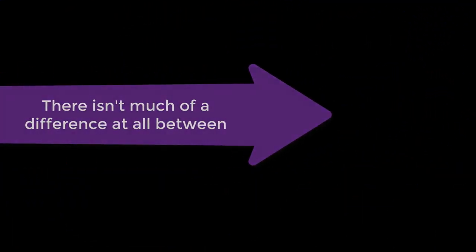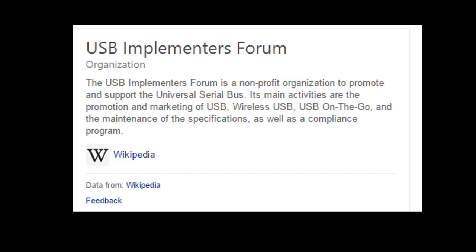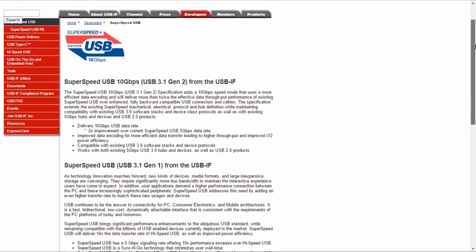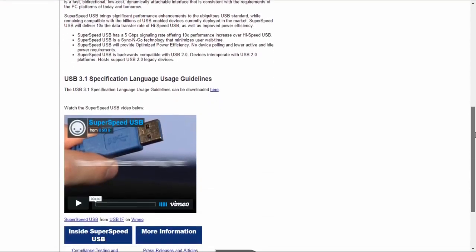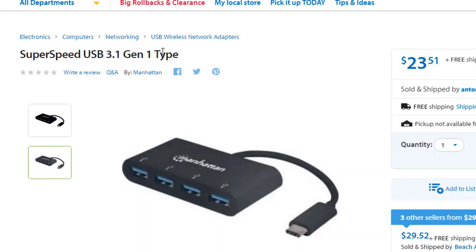Well, there isn't much of a difference at all between USB 3.0 and USB 3.1 Gen 1. Why? It's because they are the same thing. The USB-IF organization published an article where they announced that USB 3.0 connectors capable of 5 gigabits per second would now be classified as USB 3.1 Gen 1. So when you get something and it says USB 3.1 Gen 1, just remember that it's USB 3.0. Nothing faster. But USB 3.1 Gen 2 is where it gets better.